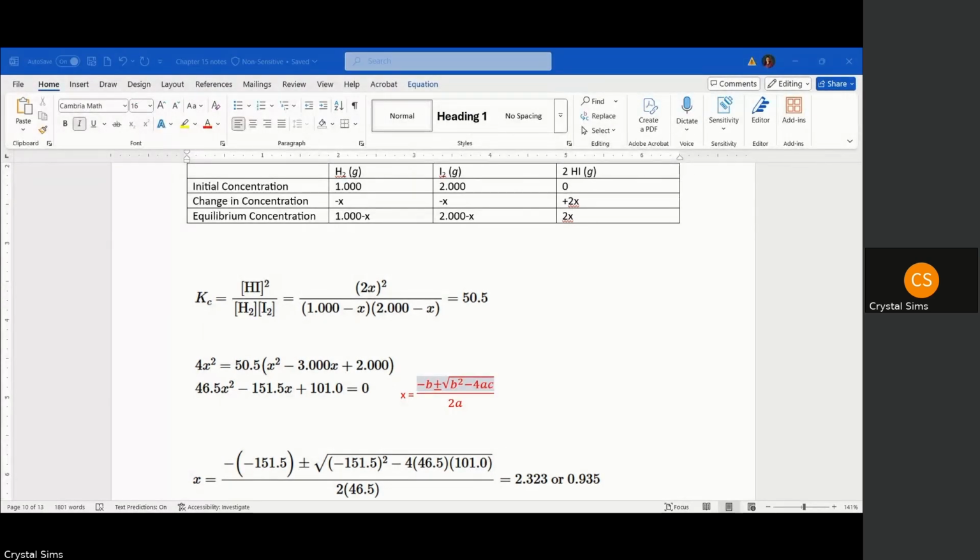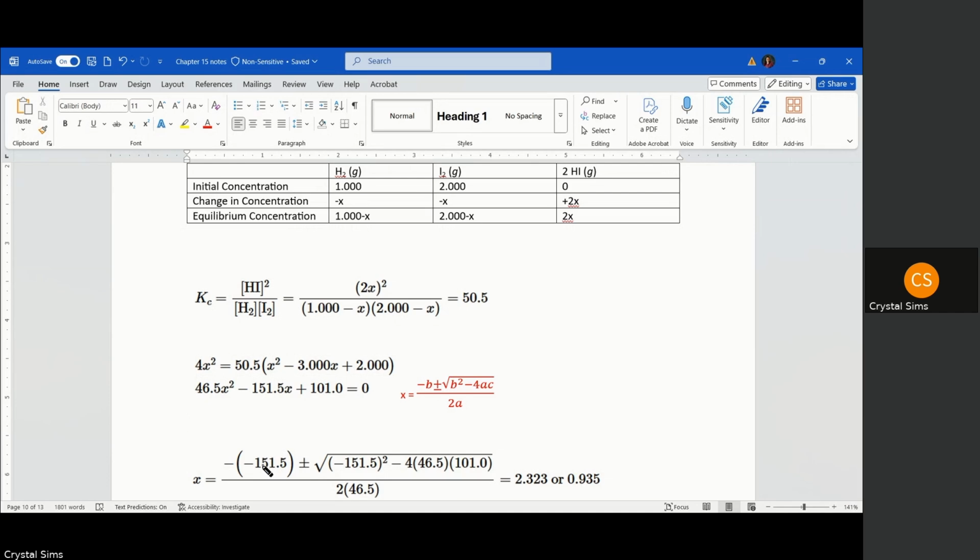Okay, I've got it all typed in there now. I could never find the square root sign. I don't know what happened to it. So here is the quadratic formula. If you're going to solve this, it's going to be negative b plus or minus the square root of b squared minus 4ac over 2a.